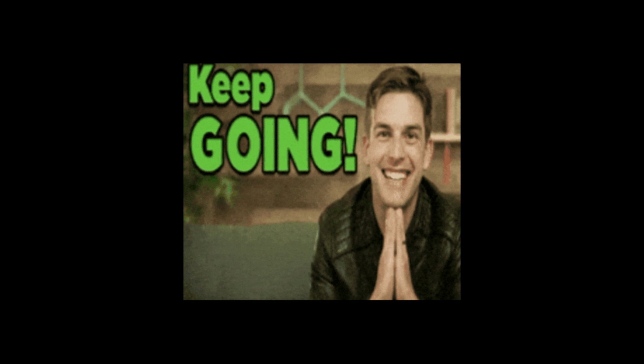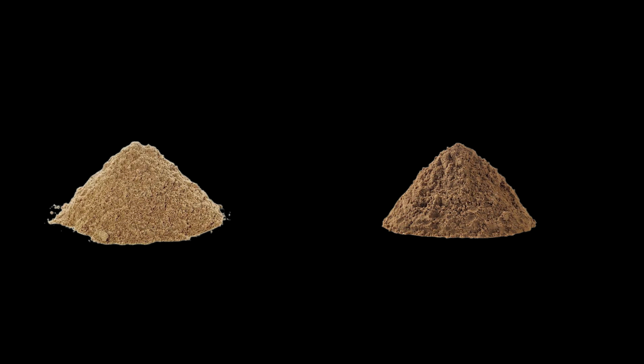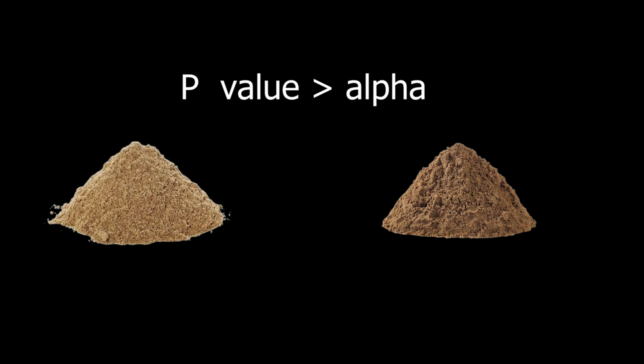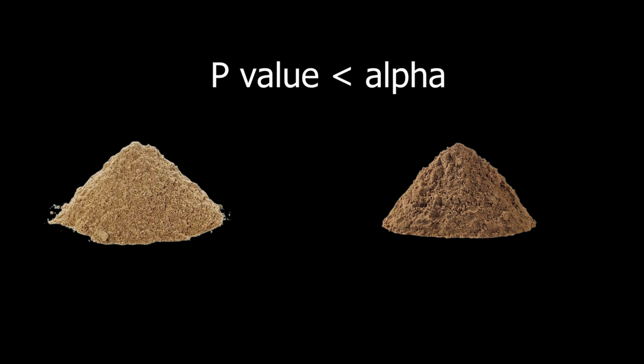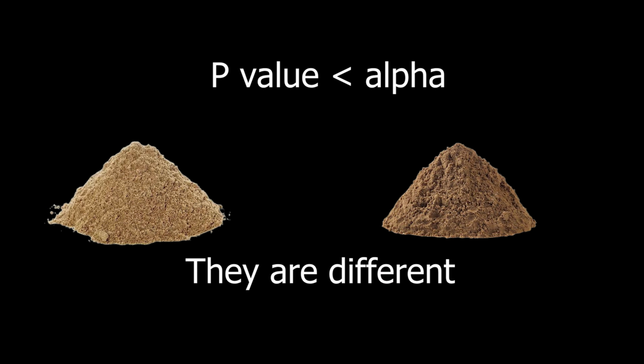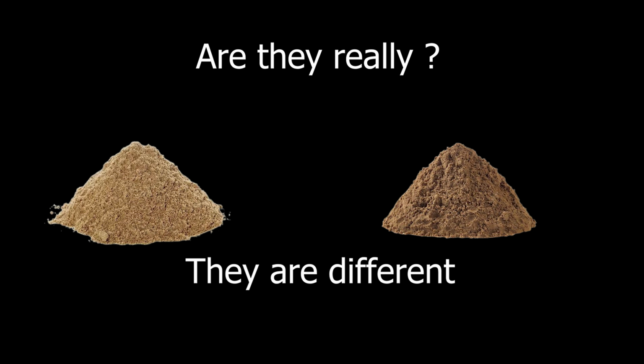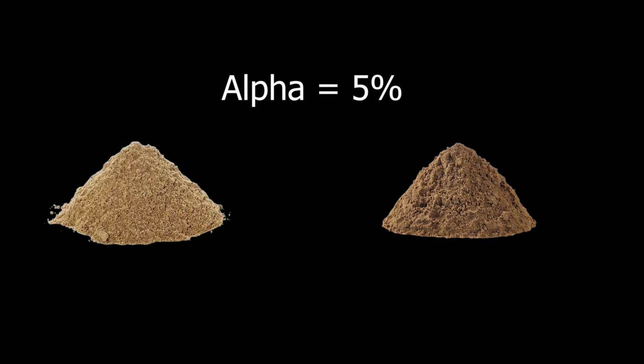Also, an important note that you must remember: there's what we call p-hacking. Let's say we took a scoop and got a p-value bigger than alpha. So we do it again and still get the same result. And we do it again 100 times until we find a p-value lower than alpha. And we say that these are totally different. But are they? As we said, we are taking a 5% risk.